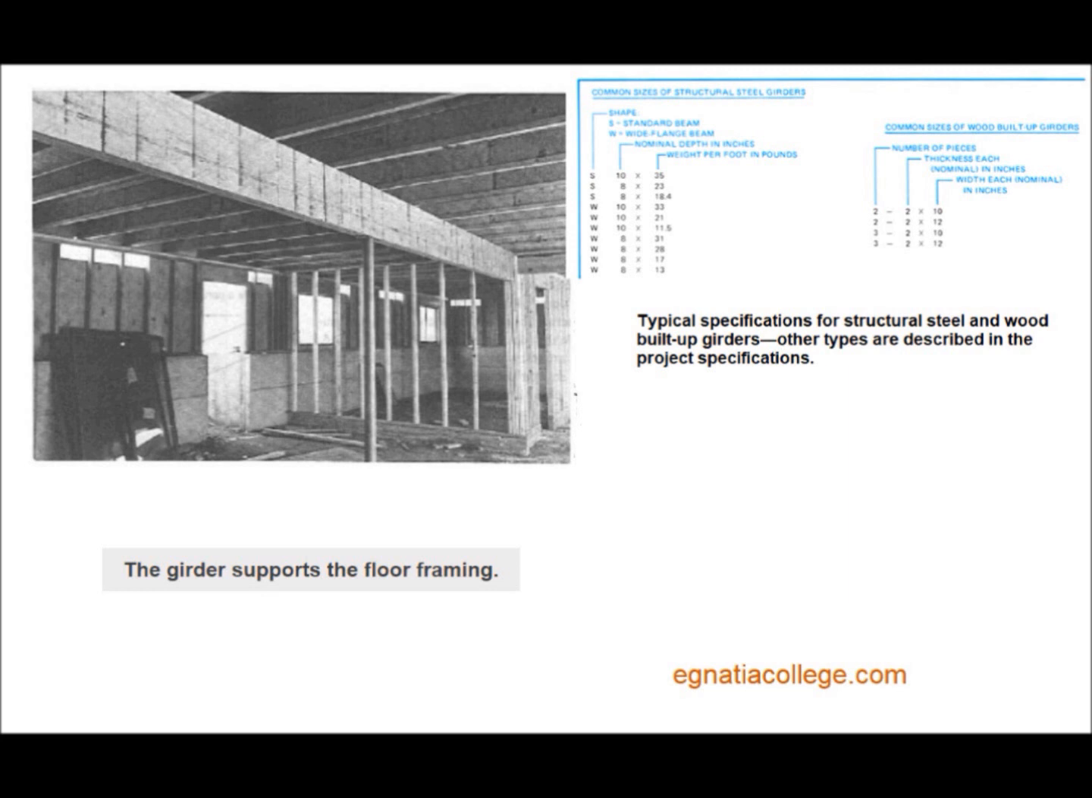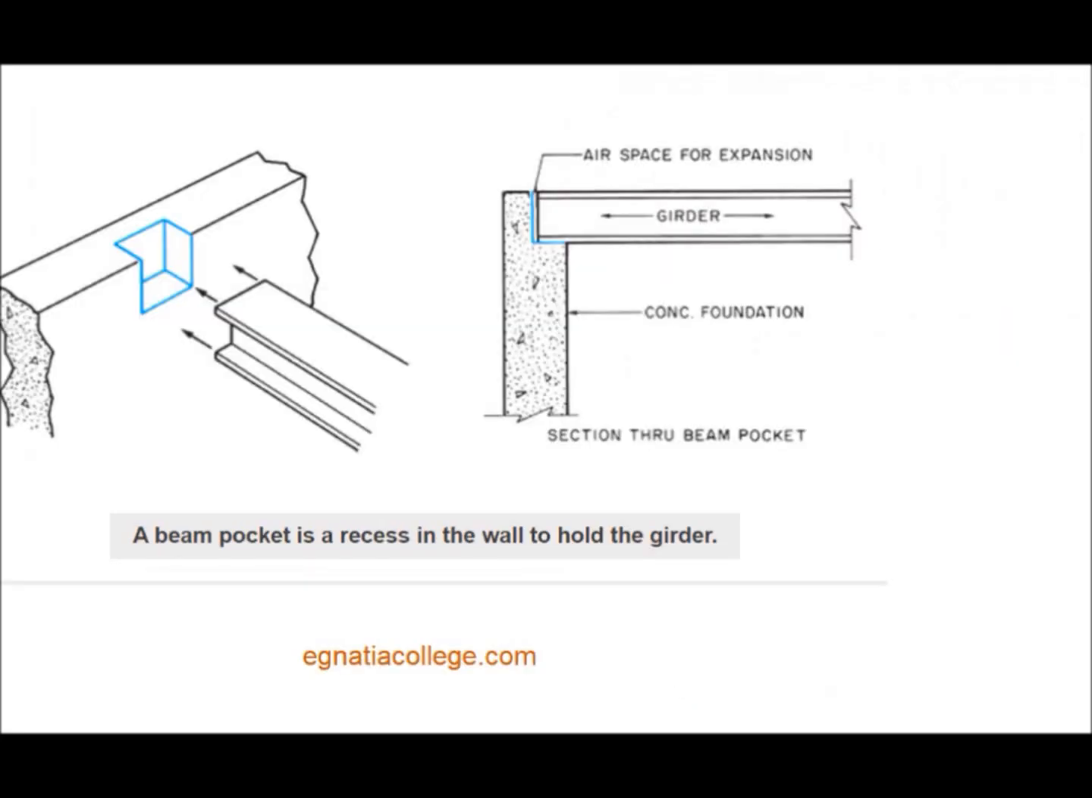Many foundations include steel or wooden beams, which act as girders to support the floor framing over long spans. When the girder is steel, it is indicated by a single line with a note specifying the size and type of structural steel. A wood girder is usually indicated by 2 or more lines, and a note specifying the number of pieces of wood and their sizes in a built-up girder.